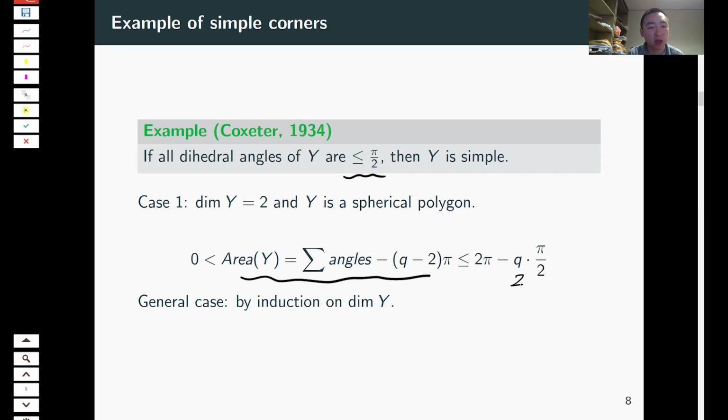And also in the same paper, it tells us that if you're working on a Euclidean polyhedron, then it doesn't have to be a simplex, but it could be at most a product of simplices. So this gives an example of simple polytopes. Okay, so any questions?